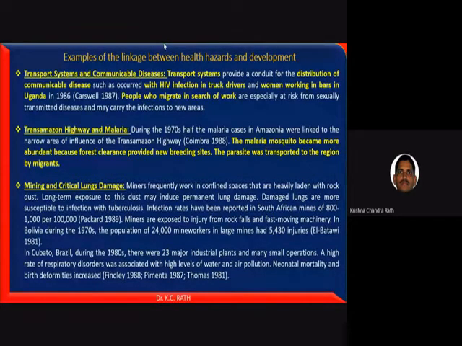Then another is mining and critical lung damage. You already know this. Miners frequently work in confined spaces that are heavily laden with rock dust. Or, for example, Cubatão in Brazil during the 1980s: there were 23 major industrial plants and many small operations. A high rate of respiratory disorders was associated with high levels of water and air pollution. Neonatal mortality and birth deformity also increased.